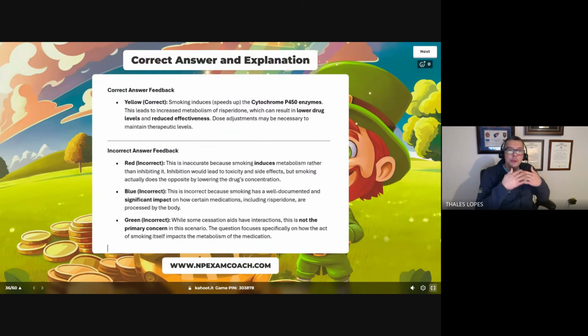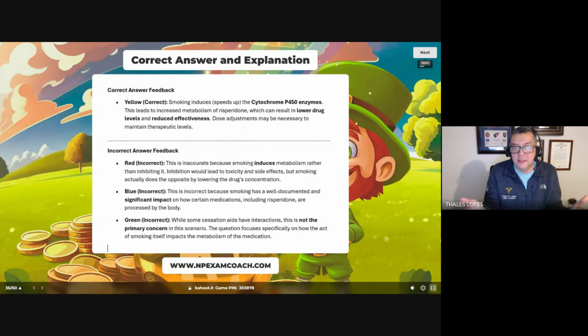smoking does induce or speed up the breakdown by the 450 enzymes, right? If it speeds up, less of the drug is available. So therefore, we could be risking subtherapeutic levels, right? Now, if the patient stops smoking, then you would need to watch out for too much of the medication, possibly causing toxicity.